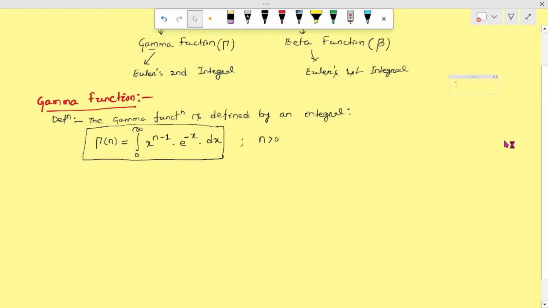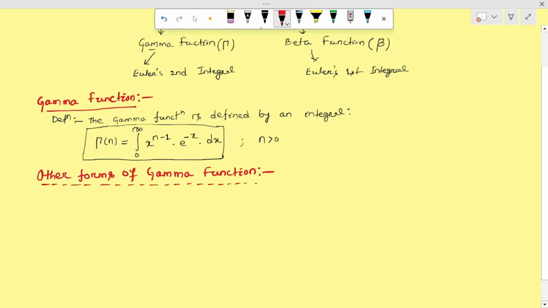Now we are going to discuss other forms of gamma function. Other representations of gamma function. Just download this note in PDF format and prepare for your exam. One by one, different forms we are going to discuss.